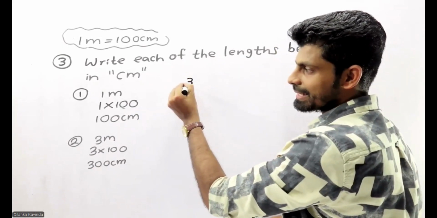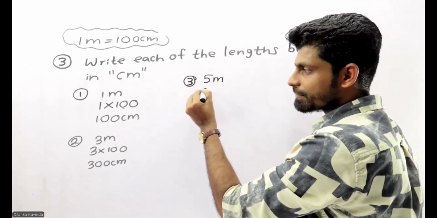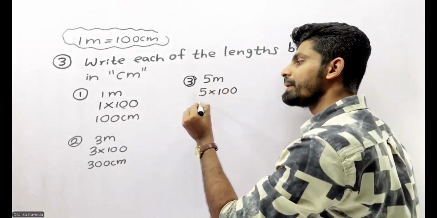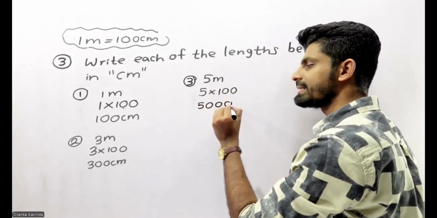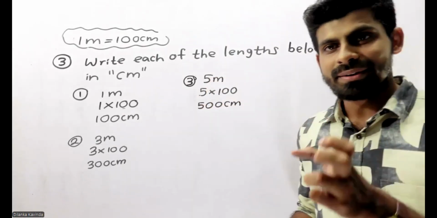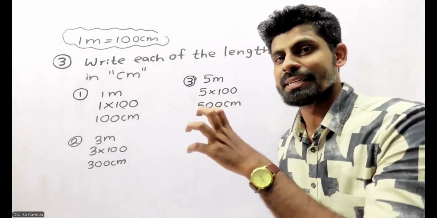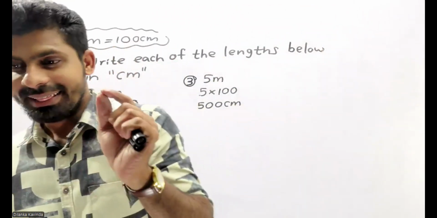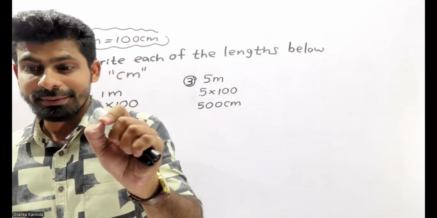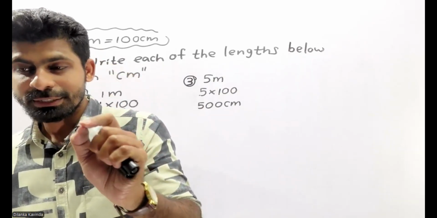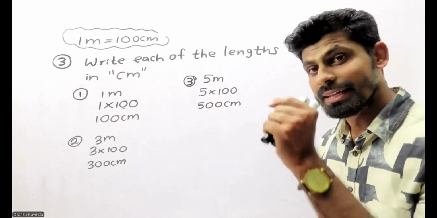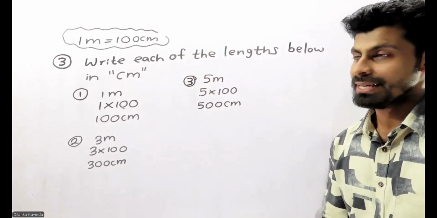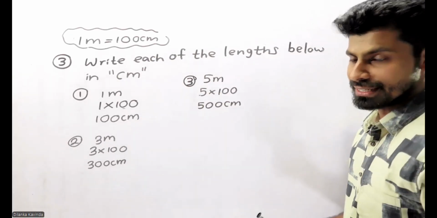Question number 3, 5 meters. 5 multiplied by 100 means 500 centimeters. Very clear. If you need to convert meters into centimeters, that one is very easy, we need to multiply by 100. If you multiply by 10, you take 1 zero at the end. If you multiply by 100, you take 2 zeros for the last 2 digits. That is what we are doing here.